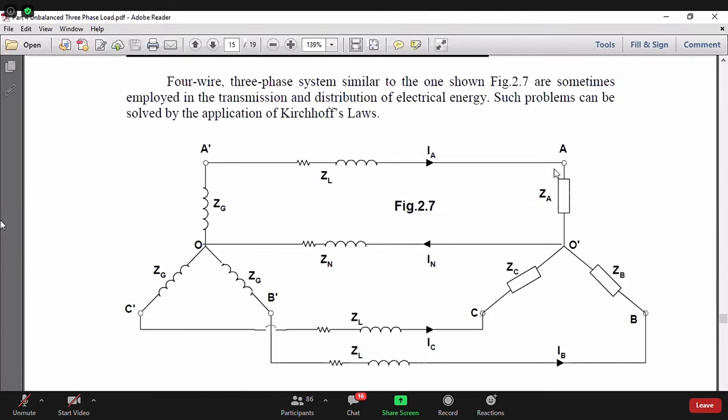So I will apply Kirchhoff's voltage law. First I will take this loop O, A prime, A, O prime, O. So what is the voltage equation? VO to A prime, then A prime to A is this drop, then A to O prime, and then this IN into this. By the way, the voltage A prime to A is IA into ZL. The voltage A to O prime is IA into ZA. So the same current is flowing through ZL and ZA. But ZL has a different current, the neutral current, which is the sum of IA, IB plus IC.